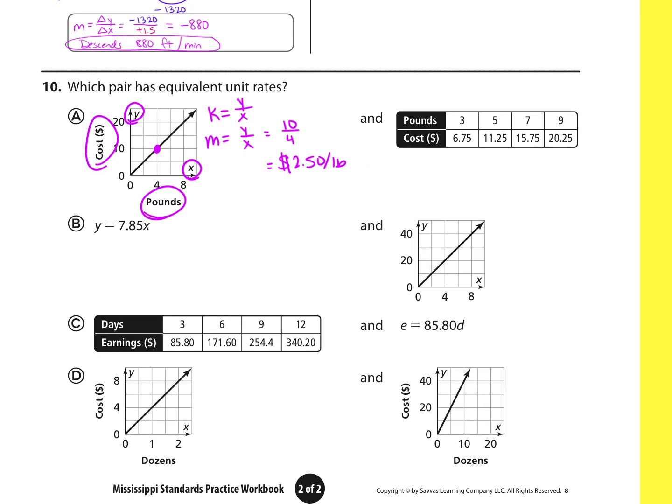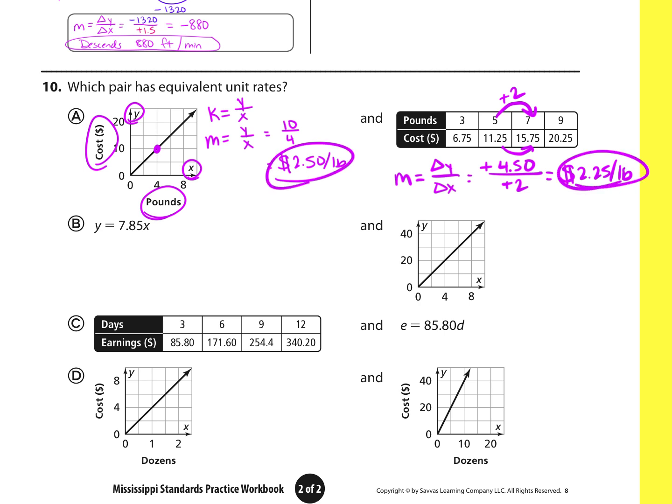For the second part, we have a table. And I would probably just go ahead and use the method that we've used of finding that m, the rate of change, is the change of y divided by the change of x. So if we look at the change of y, I'll do these middle two values. From $11.25 to $15.75, it increases $4.50. The change of x from 5 to 7 pounds is it increases 2. And 4.50 divided by 2 is $2.25 per pound. Now, these two values are not equivalent, so choice A does not work.